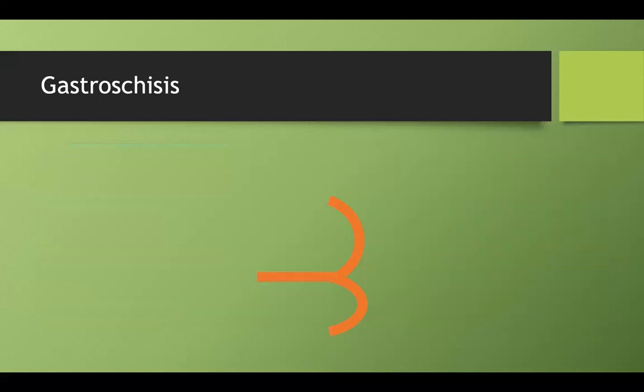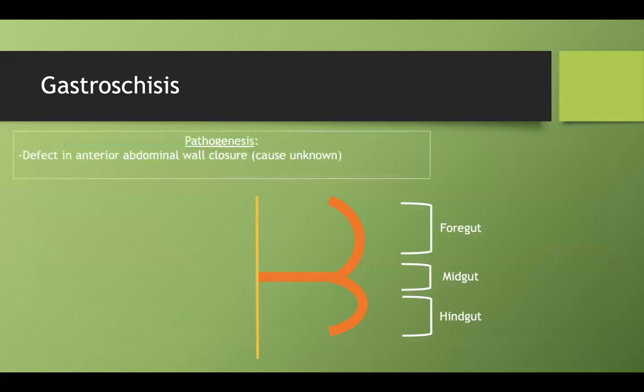So let me show you what that looks like first. This is our embryologic gut. We have our foregut, midgut, and hindgut. Here's our anterior abdominal wall. What happens in gastroschisis, I can't with that word, is that you have a defect in your anterior abdominal wall, and it prevents it from closing 100%. So instead of it being closed like this, you might have a little opening here, and some of that bowel as it grows can escape through that region.